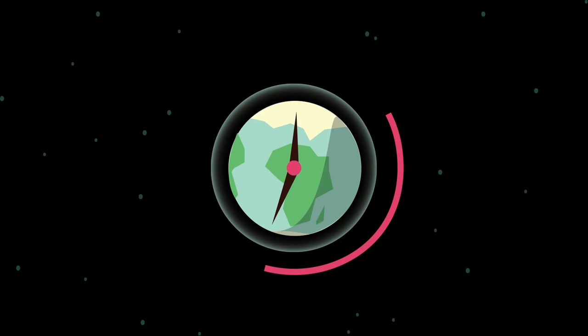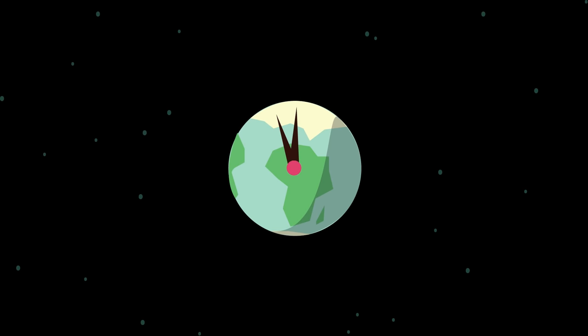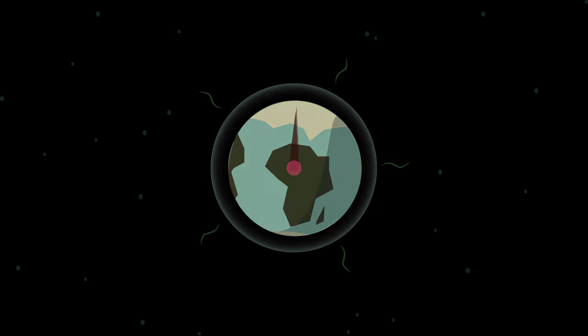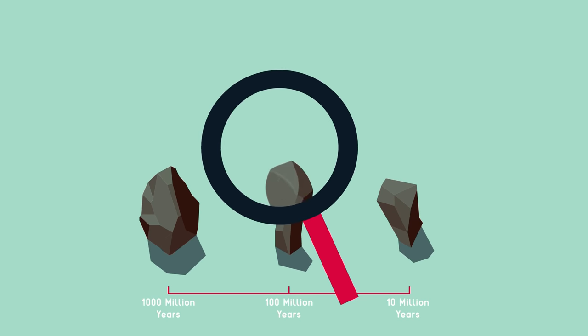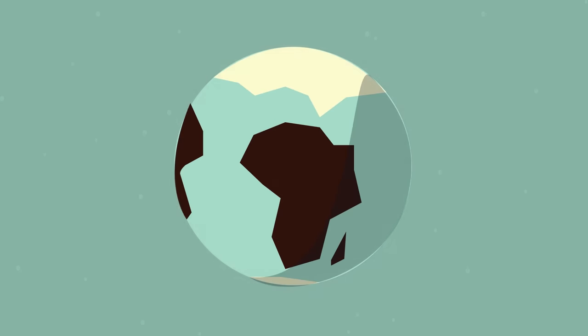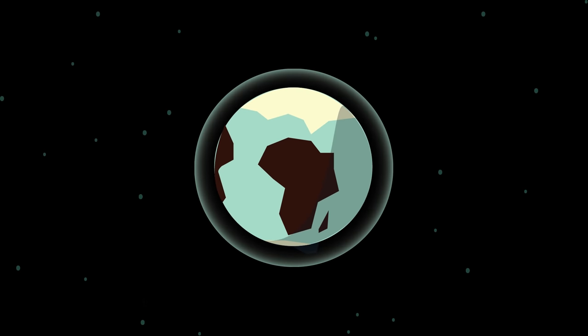In this video, we will trace the history of the Earth's atmosphere from its early beginnings with no oxygen to the present-day atmosphere polluted by mankind. By examining rocks laid down over Earth history, we can piece together a story of how our atmosphere has changed.